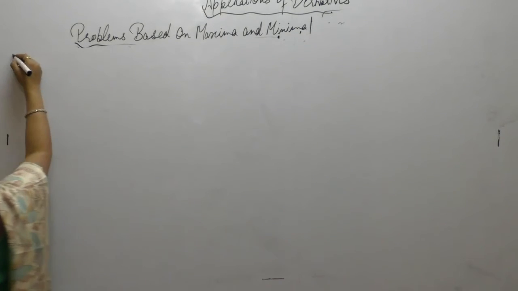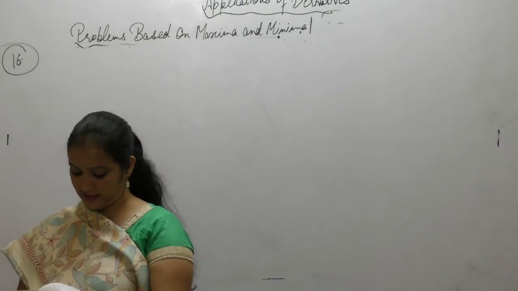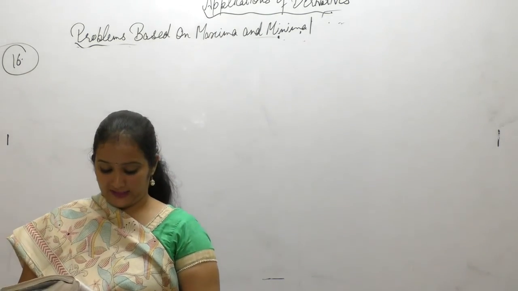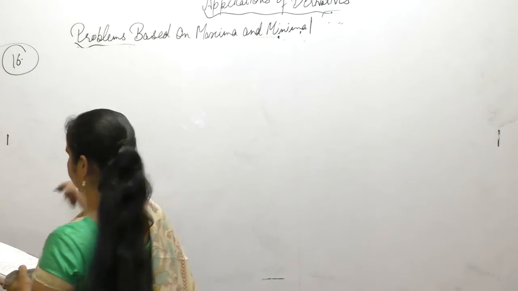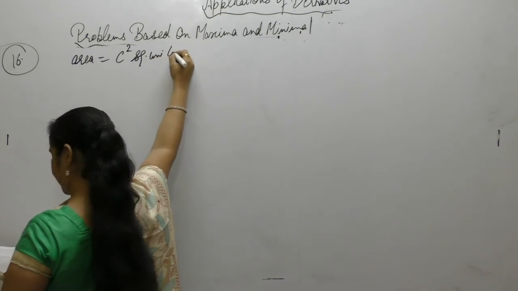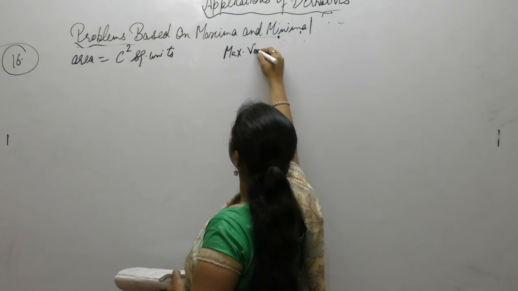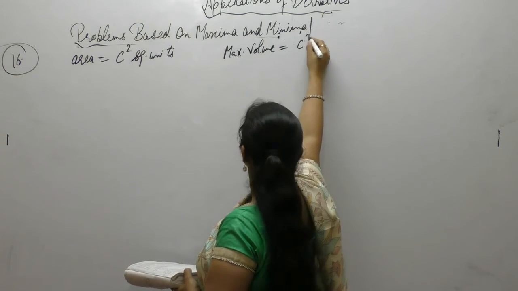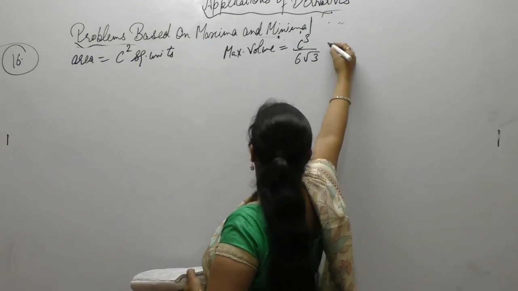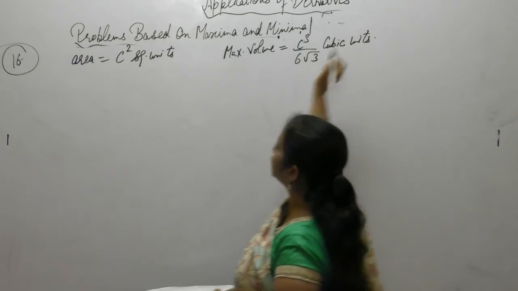Next one. An open box with a square base is to be made of the given quantity of cardboard of area c square units. The area of the cardboard is given as c square units. Show that the maximum volume of the box is c cube upon 6 root 3 cubic units.